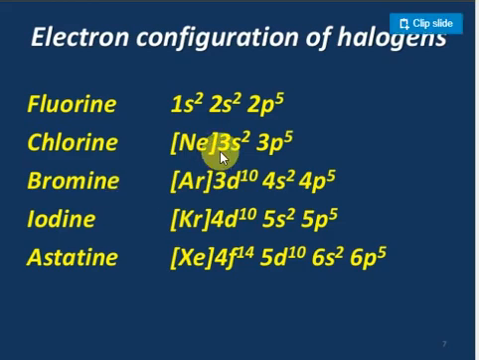Consider this element, which contains valence electrons in the second energy level. Here, valence electrons in the third energy level. Here, valence electrons in the fourth energy level. Here, valence electrons in the fifth energy level. Here, the sixth. What happens? The number of shells increases.